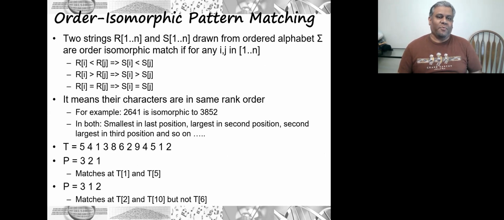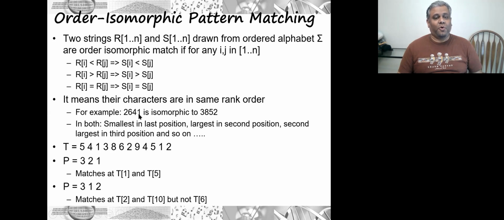So what is an order isomorphic match? If two strings have the same order, they represent the same permutation, then they are the same. Let's say we have strings R1 through n and S1 through n, drawn from the same alphabet, and the alphabet has an order. They are an order isomorphic match if, for any positions i and j between 1 and n, if ri is less than rj, then si must also be less than sj. If ri is greater than rj, then si must also be greater than sj. If ri is equal to rj, then si is equal to sj. That means the ordinal relationship is exactly the same, so the characters are in the same rank order.